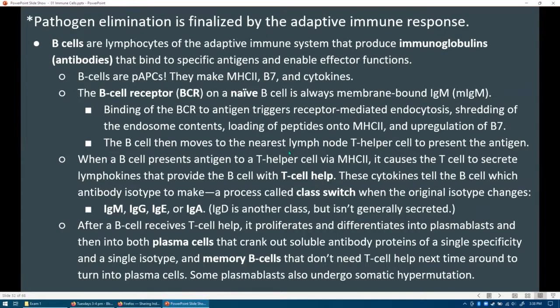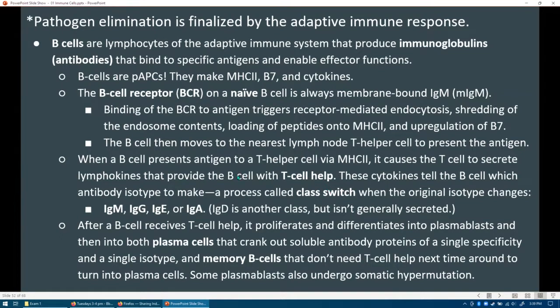When a B cell presents antigen to a T helper cell, it causes the T cell to secrete lymphokines or cytokines that provide the B cell with T cell help. It's called T cell help. Whenever a T helper cell responds to antigen with cytokines, we call it T cell help. Those cytokines help drive the response to the infectious agent.